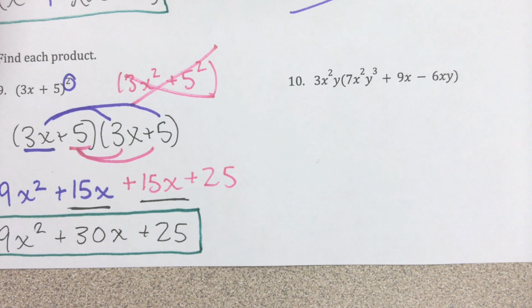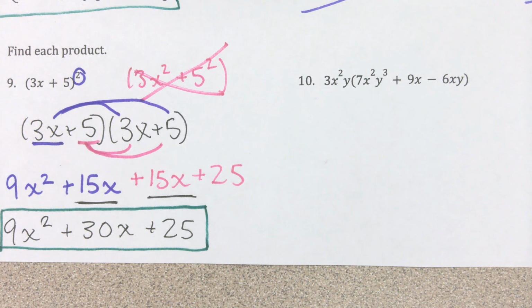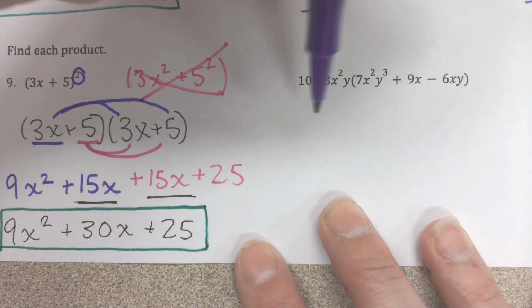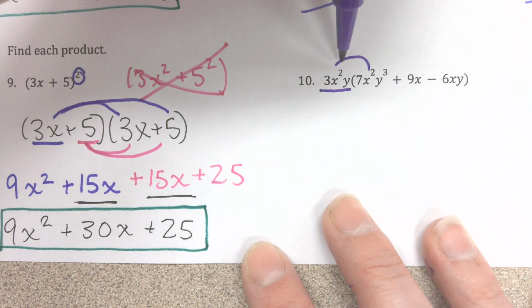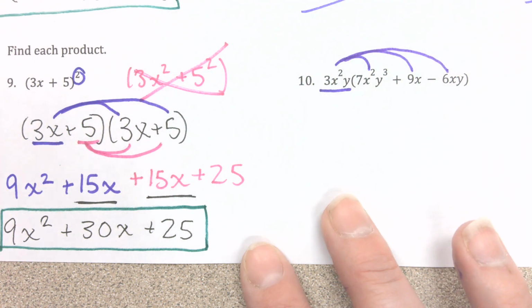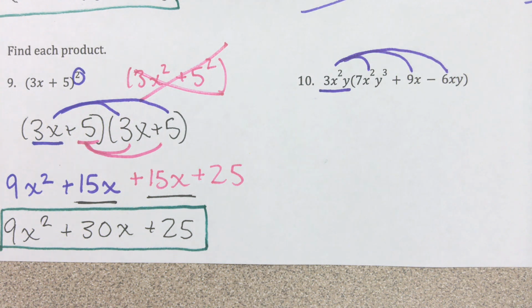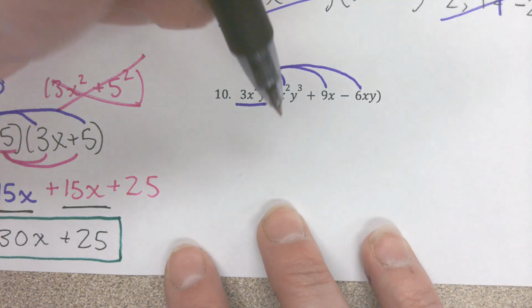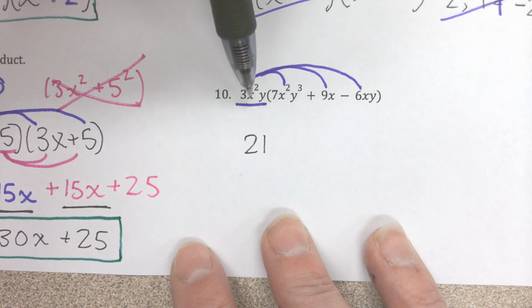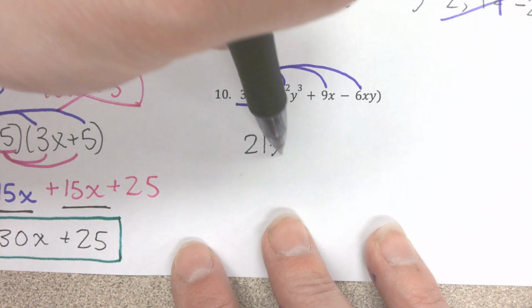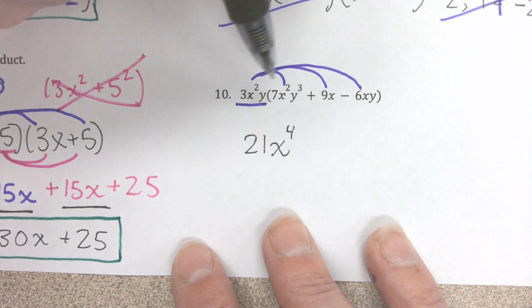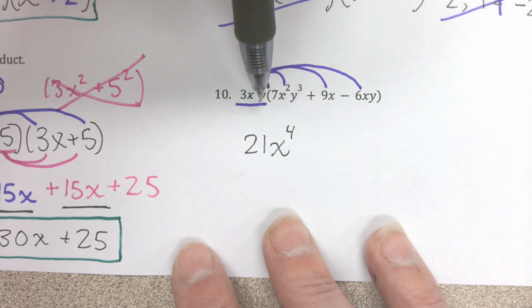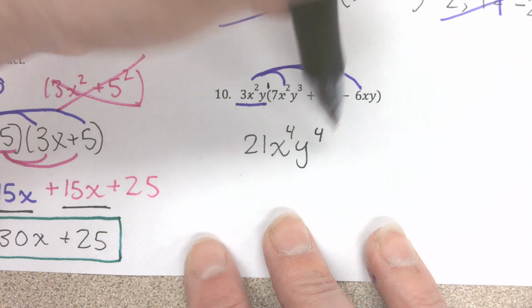Number 10, just a distribution problem, but heavy on the exponents. So we're distributing 3x squared y into the parentheses. Got 3 terms we're going to multiply by. Remember, when we multiply the letters, we are just adding their exponents. That's all we're doing. 3 times 7, that's going to give me 21. X squared times x squared, that's x to the 4th. Y to the 1st times y cubed is y to the 4th.